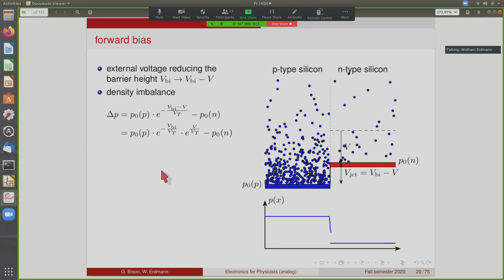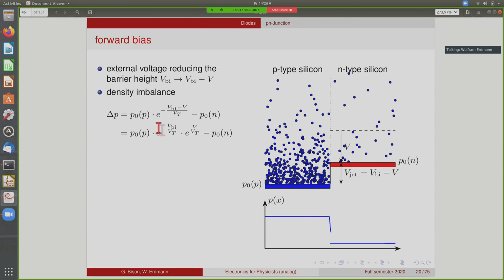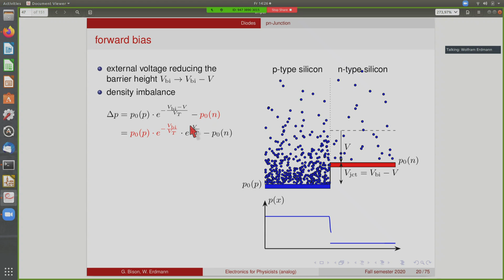We rewrite that a little bit, and now we can split this exponential into two terms. So instead of e to the minus V built-in minus V voltage, now we have e to the minus V built-in times e to the minus voltage. And this factor here is now, when you look back to the previous slide, exactly the same as this term here because it's the equilibrium condition, okay?